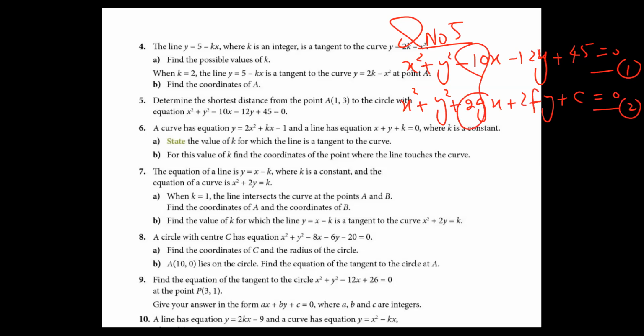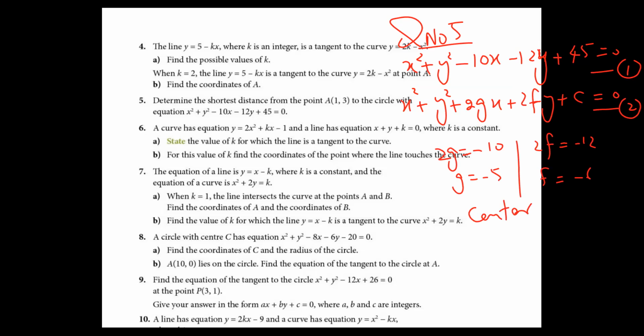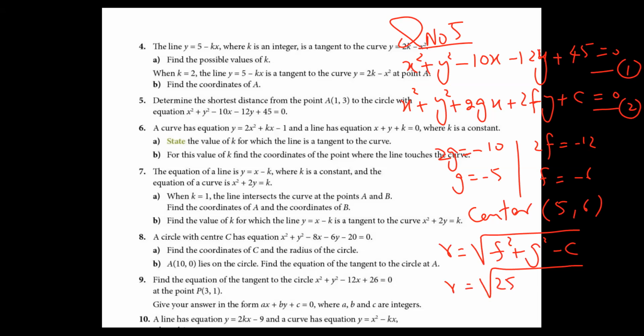So 2g equals -10 because the x coefficient is -10. So g becomes -5. Similarly, 2f is equal to -12, and I get -6 from here. When we find the center from this form, we always change the signs of f and g. So positive 5, positive 6. Let's say this is positive, so I must write negative. This means change. What is the radius formula? You know it: the square root of g squared plus f squared minus c. So r equals the root of 25 plus 36 minus c, and the c value is actually 45.